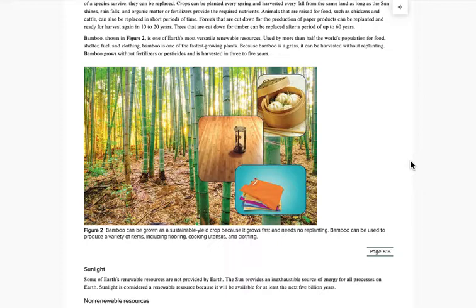So, some ways that we try to make a sustainable yield for our renewable resources is planting crops every year that we take down, we use them, and then we plant more. Using the sun, using rain, organic matter as fertilizers, animals that we raise for food, forests that we use in a sustainable way. And this is a cool picture of a bamboo basically farm.